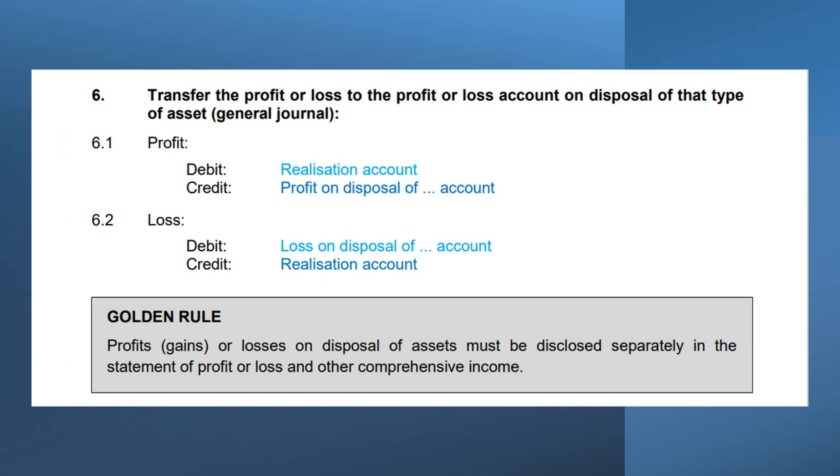Before we move on from step number 6, they are telling you there's a golden rule at the end. Profit, gains or losses on disposal of an asset must be disclosed separately in a statement of profit or loss and other comprehensive income. So it must be shown separately.